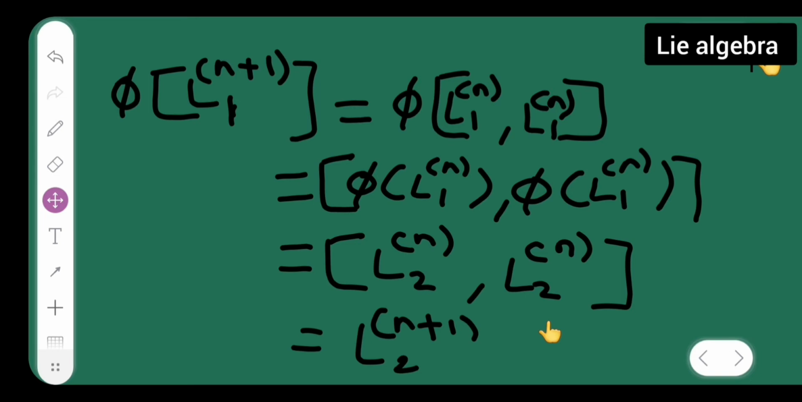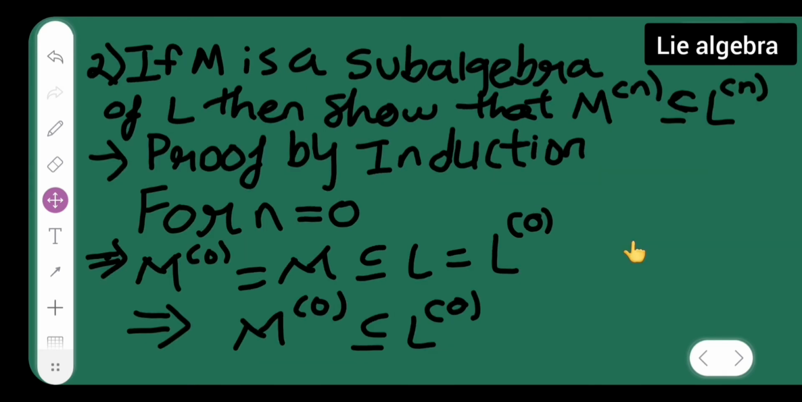Next, let me do the other exercise problem. That is, if M is a subalgebra of L, then show that M to the power n is a subset of L to the power n. And this is proved by induction. So if I put n equal to 0, what you are going to get is M to the power 0 is equal to M, which is a subset of L, and this is nothing but equal to L to the power 0. And this implies what?